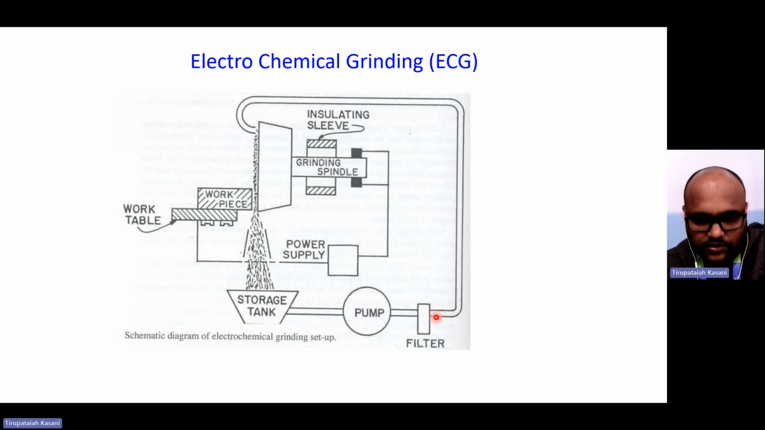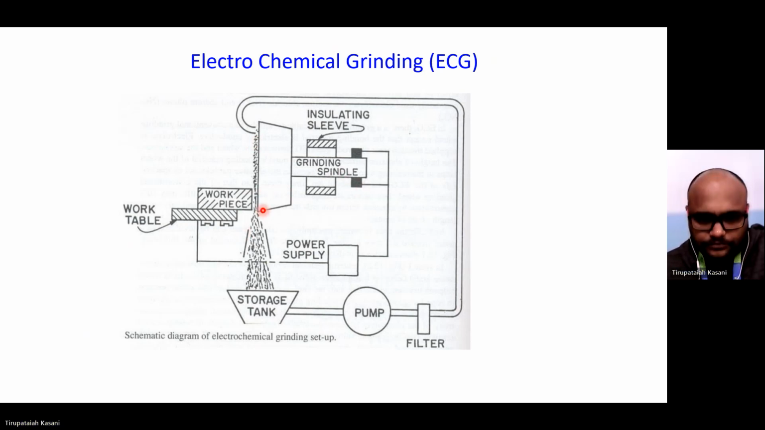And see here, from this, it is fed to the grinding spindle. What is this? This is the workpiece and this is the work table. This is the work table and this is the workpiece. Means the material removal is supposed to happen for the workpiece using this electrolyte and the grinding wheel.